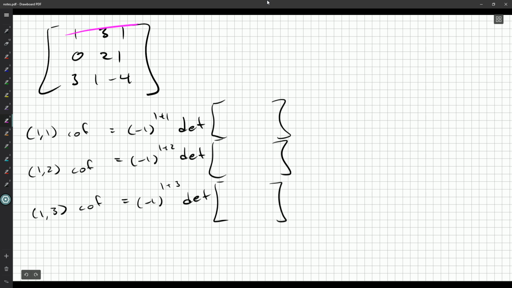We need to get rid of first row, first column. So we'll be working with 2, 1, 1, negative 4. So that's our 1, 1 submatrix. And then eliminate first row, second column: 0, 1, 3, negative 4. Got one more to go. First row, third column, gets us that 1, 3 submatrix: 0, 2, 3, 1.